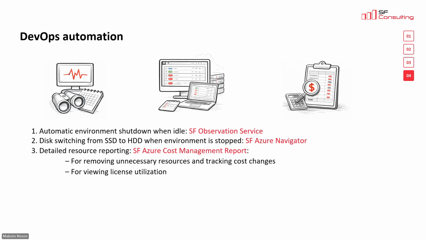But we go a bit further. We've taught our Azure Navigator to dynamically swap disk types on startup. What it means is, every time you start the environment, Azure Navigator swaps the disk type from the standard one to, for example, premium or ultra. So you have the speed and the performance at the moment you are working with the environment. And when you deallocate it, it swaps the disk specs back to a standard one. Combining these approaches can save up to 70% on environment costs.